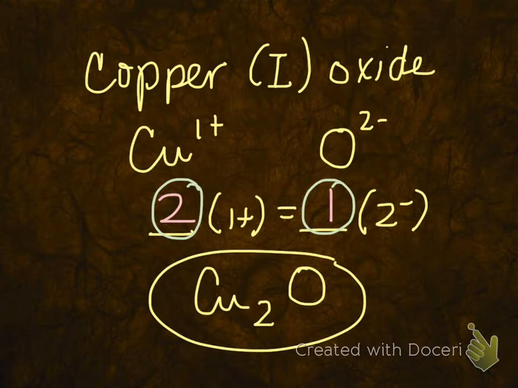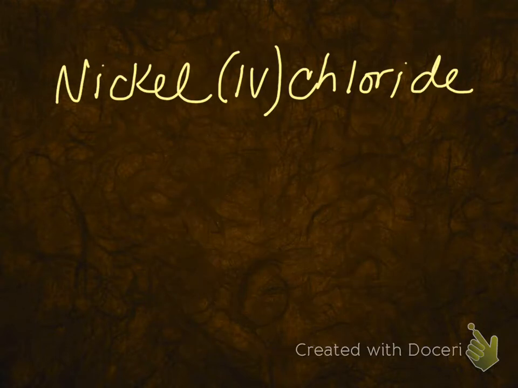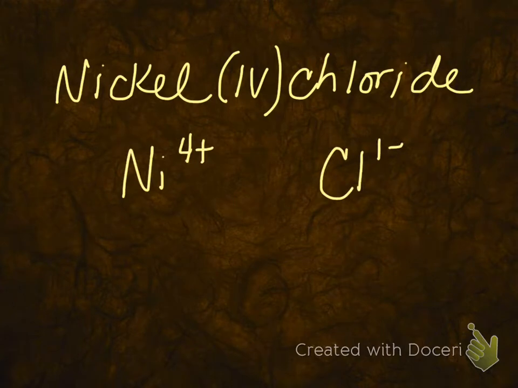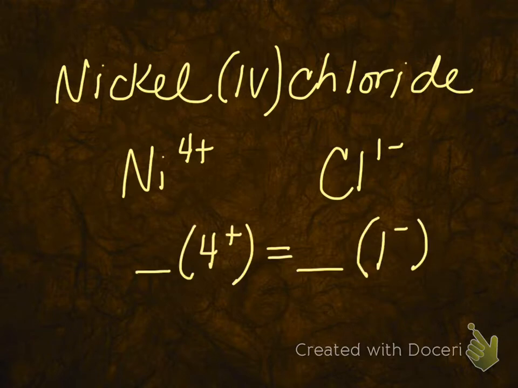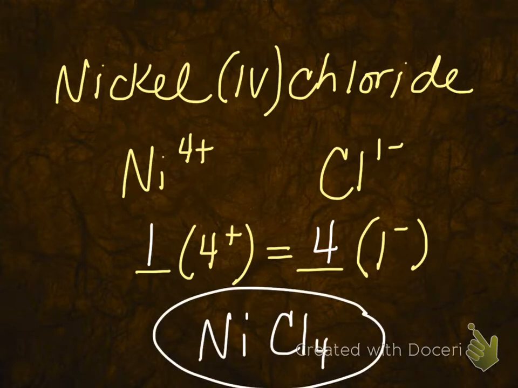Let's do one more together. Nickel 4 chloride. So I know that nickel 4 has a 4 plus charge because it's called nickel 4. And I know that chloride ions are in group 17 and so tend to gain 1 electron, forming a Cl1 minus. I'm going to do my algebra. Okay, something times 4 equals something times 1. Well, obviously we would have a 1 and a 4 there, giving us subscripts of 1 on the nickel and 4 on the chloride. So NiCl4 is nickel 4 chloride.